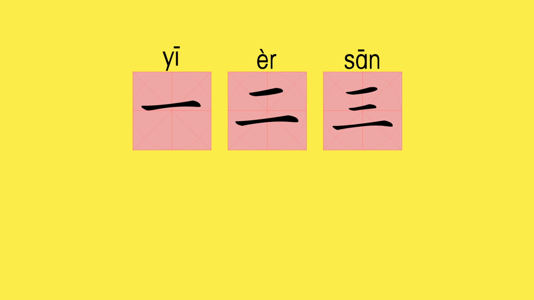Now you have learned 3 characters. 一, 二, 三 means 1, 2, 3.